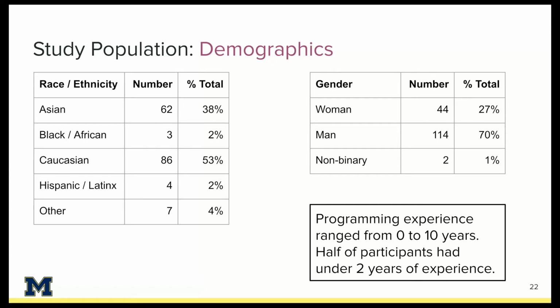Out of our final 162 participants, 91% identified as either Asian or Caucasian. Regarding gender, 70% of participants were men compared to 27% who were women. Programming experience ranged from 0 to 10 years, with half of participants having under 2 years of experience.